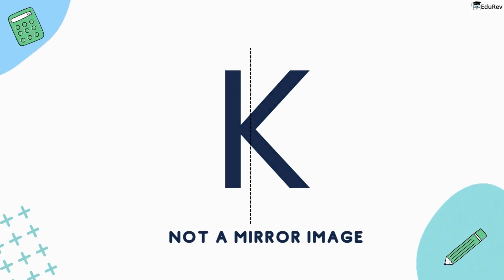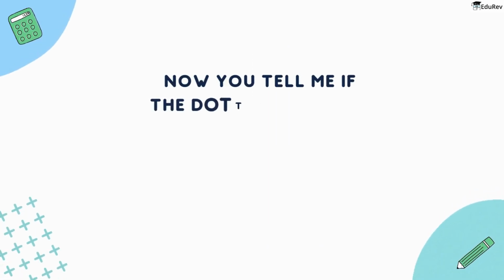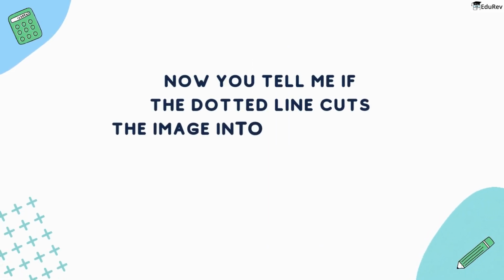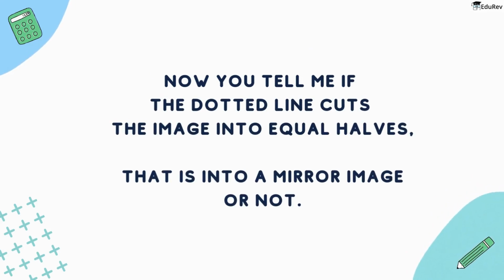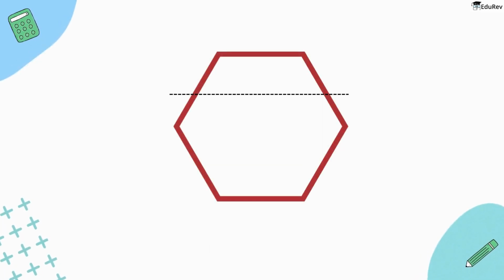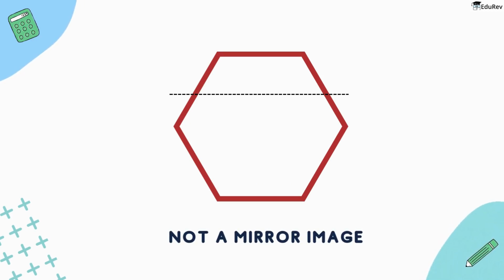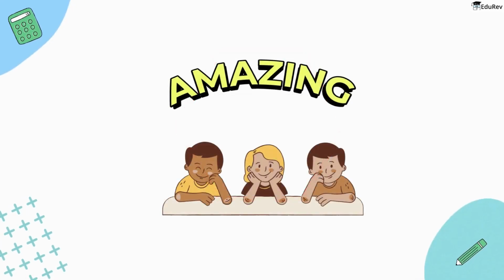Now you tell me if the dotted line cuts the image into equal halves, that is, into a mirror image, or not. What about this image? No! The way this dotted line cuts this image, it does not give us a mirror image. Did you get all the answers right? Amazing, children! I hope that you enjoyed playing this game and also understood the topic well.